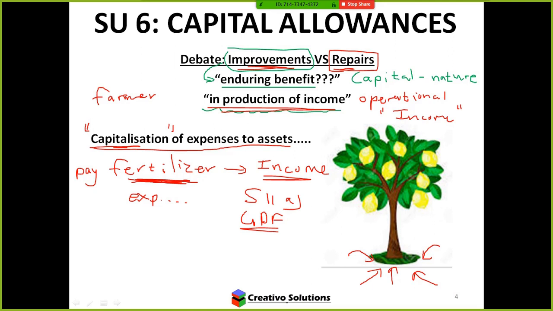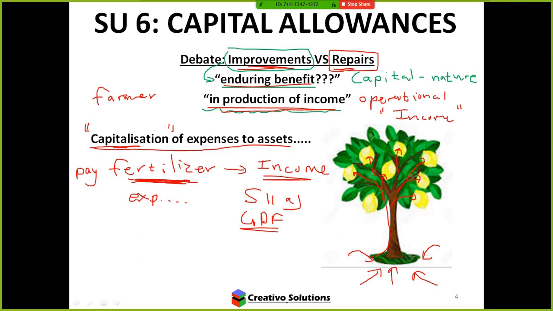Okay, because once that fertilizer is absorbed into the tree, and obviously into the fruits, right, it's gone. There's no enduring benefits, right? And this is what SARS uses to distinguish what is capital and what is income. Okay, SARS wants to know, is there an enduring benefit? Do you have the fertilizer for a prolonged or an indefinite period of time? In other words, do you actually have the fertilizer? Is there an enduring benefit? Well, no, the fertilizer gets used up, right? There's no enduring benefit, right?